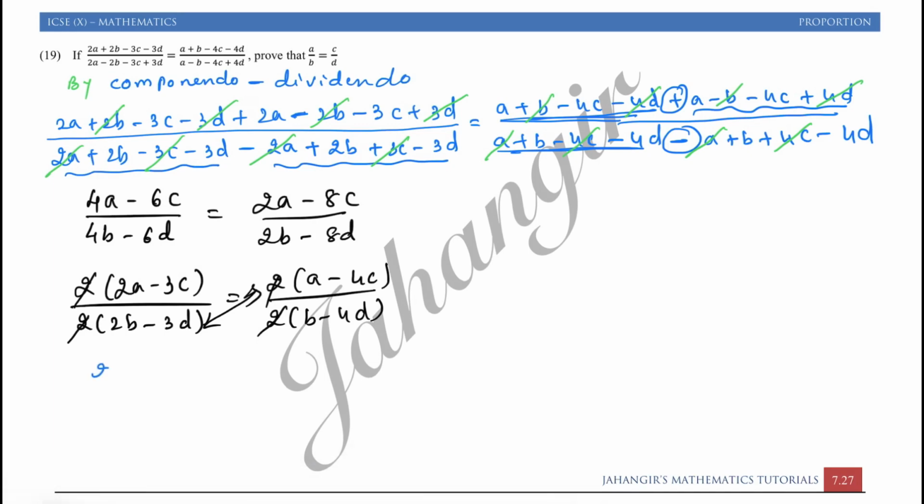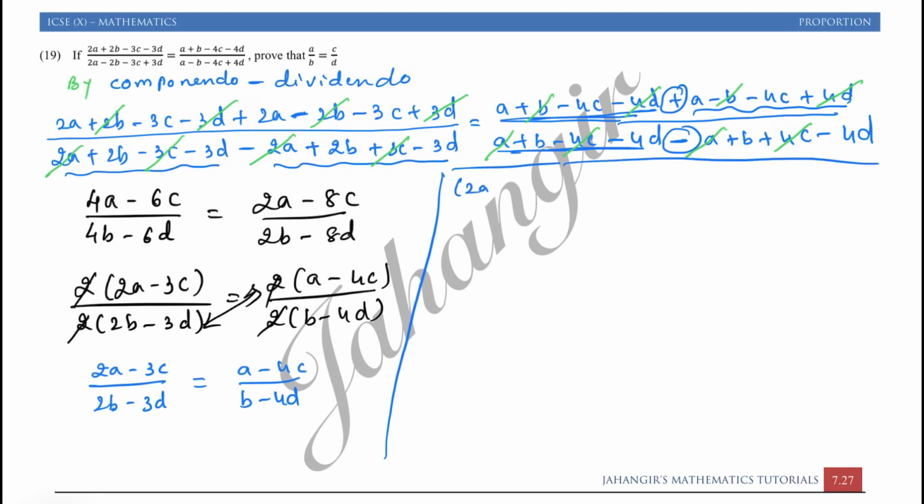Here, whatever is left, (2a minus 3c) upon (2b minus 3d) is equal to (a minus 4c) upon (b minus 4d). So here I will simply cross multiply. (2a minus 3c) into (b minus 4d) is equal to (a minus 4c) into (2b minus 3d).